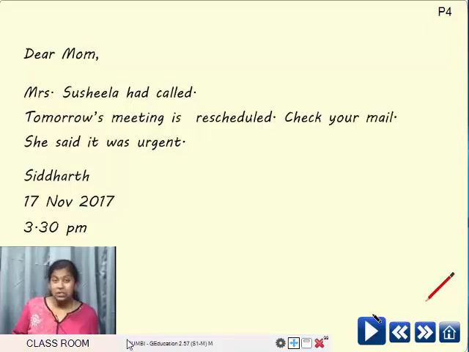So children, observe this. Here, very important thing is you should not make any grammatical mistakes. If you do any grammatical mistakes, then the message can be miscommunicated. And the message is not a letter. So it should be very short. It should not be elaborated. It should be very short and clear. Clarity should be there, children.